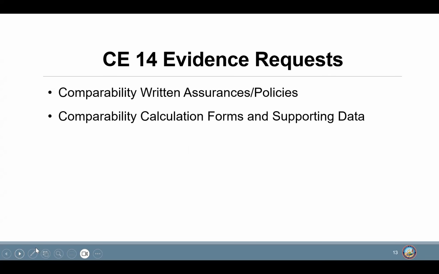So to demonstrate compliance with CE 14, the LEA will need to provide us with the following evidence requests. Provide their comparability written assurances and policies. Most LEAs meet this requirement by providing their BP/AR 6171 along with their current LEA-wide salary schedules. Then you will also need to provide your comparability calculation forms and supporting data to show all schools are comparable by class sizes. This form can be found on the CDE's website.